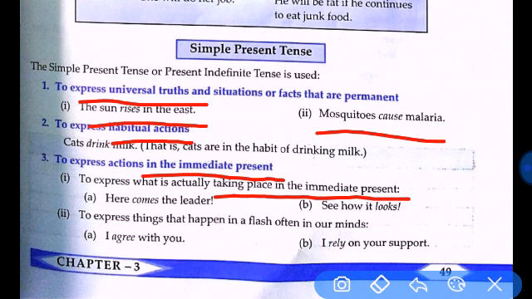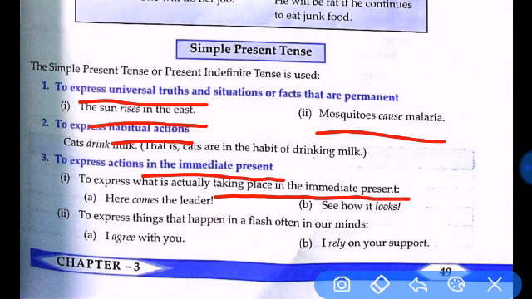Next, we use it to express things that happen in a flash, often in our mind. That means something that goes on often in our mind. That is, I agree with you, or I rely on your support, and so on.